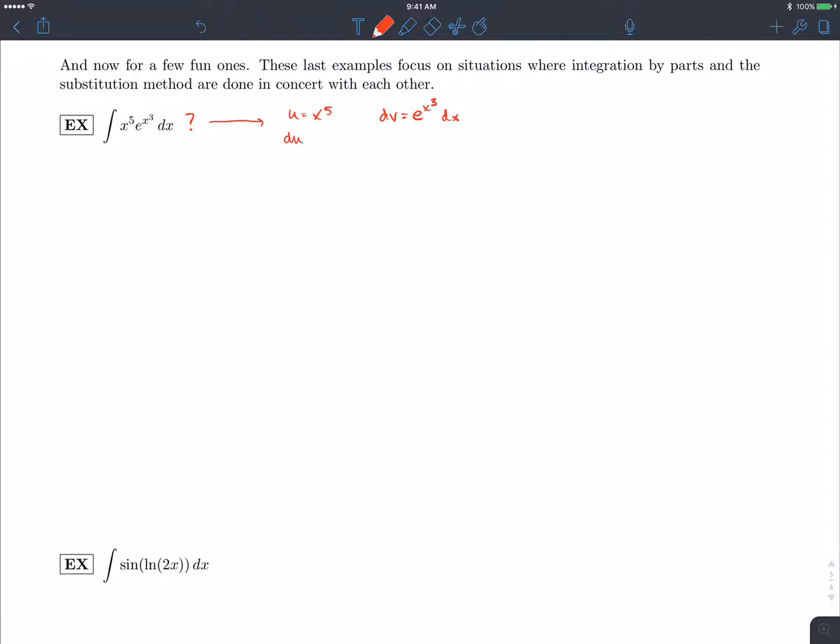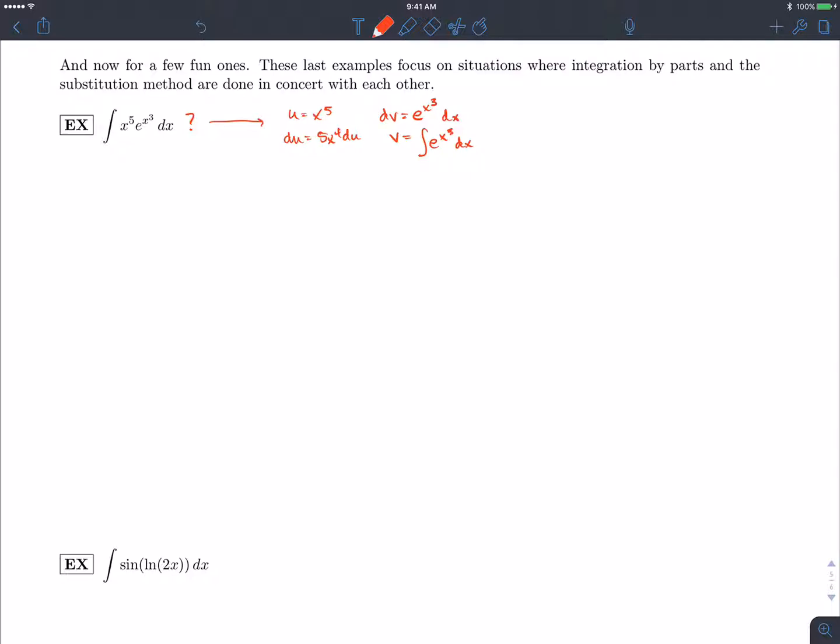Now we have no problem getting our du, which in this case would be 5x to the fourth dx. But the way we get v is by taking the integral of e to the x cubed dx. And unfortunately, we don't have the means to integrate this using standard integration techniques. So unfortunately, this isn't going to work.